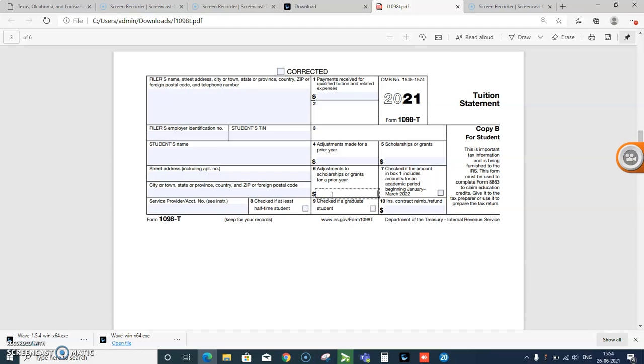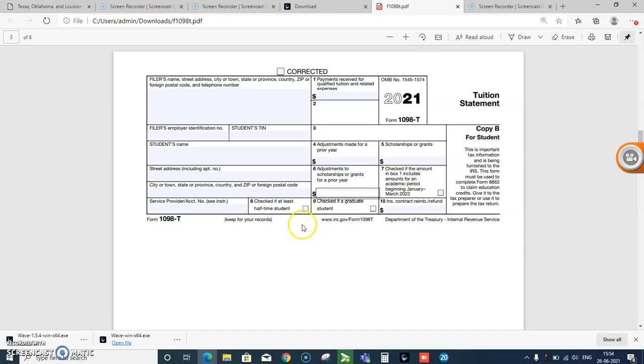Now coming to box 7. Checked if the amount in box 1 includes an amount for an academic period beginning January-March 2022. Remember, this is for 2021. This is the form of 2021. So if it is for 2020, it will be January-March 2021. Schools must check box 7 if the amount in box 1 and 2 includes expenses for an academic term that begins in the first 3 months of the year following the year covered by the 1098-T.